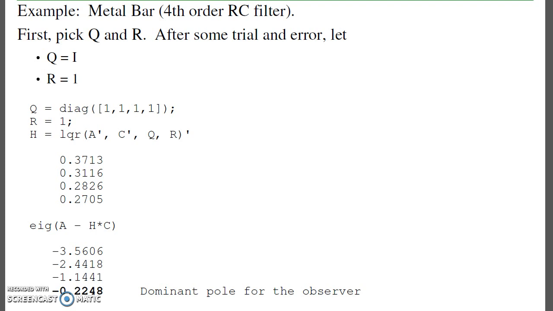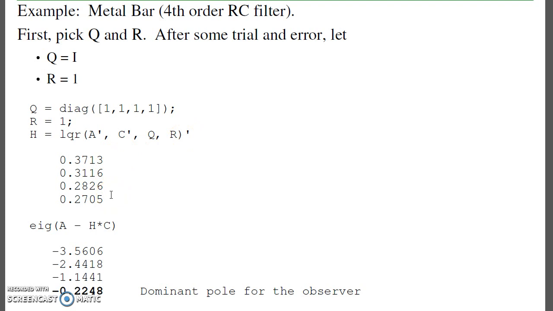For example, suppose I want to build an observer for the metal bar. The first step is to find Q and R. After some trial and error, initially let's let Q be the identity matrix, R be 1. Using LQR methods, what I do is instead of A and B, I use A transpose, C transpose, and the feedback gain that I calculate is now H transpose. So transpose it and I get H. H should be a column vector.